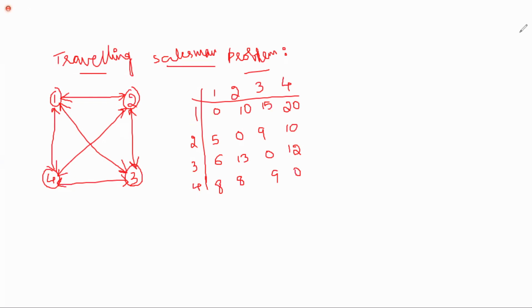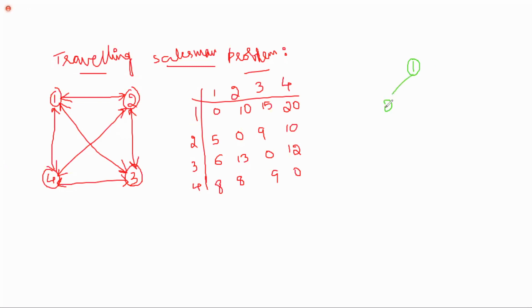Before going to the formulae, first we'll discuss this problem with the brute force method. What is the brute force method? We'll check it now. What are the possibilities to move from 1? From 1, where can you move? All the other vertices 2, 3, 4, and 1 is the source. What are the outgoing edges? From 1 to 2 you can move, 1 to 3 you can move, 1 to 4 you can move.